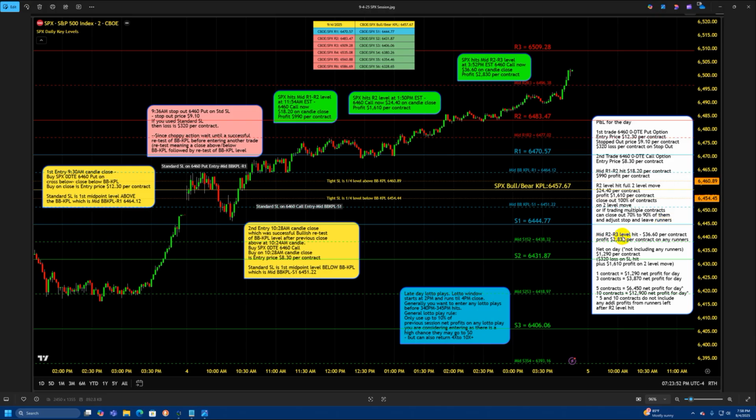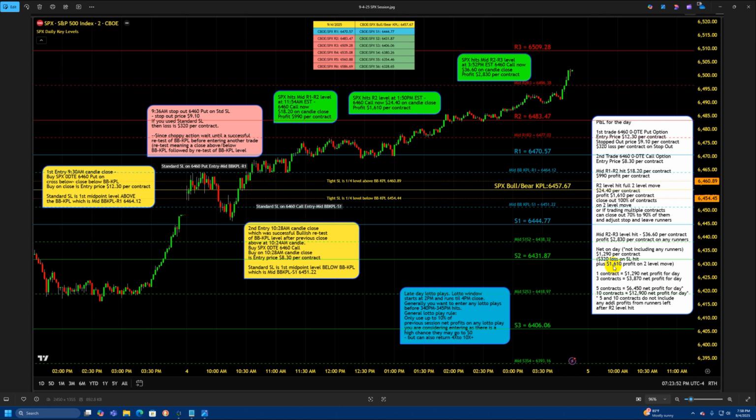If you did leave runners, then later on when it did hit mid R2, R3, we were up to $36.60 a contract, which is $2,830 profit per contract on any runners. The net on the day, not including any runners, is $12.90 per contract.